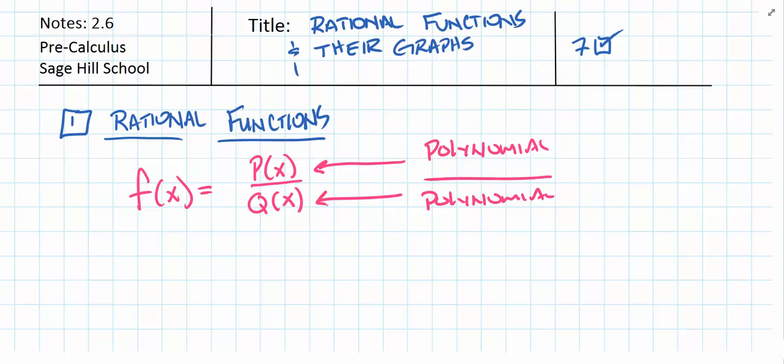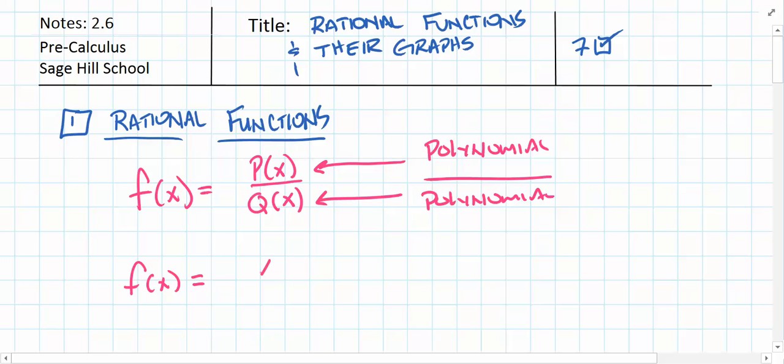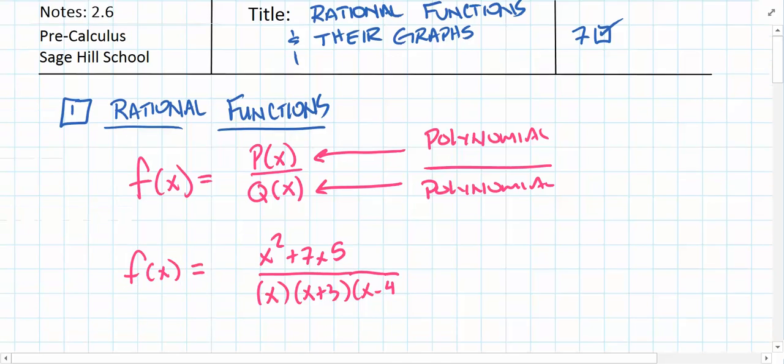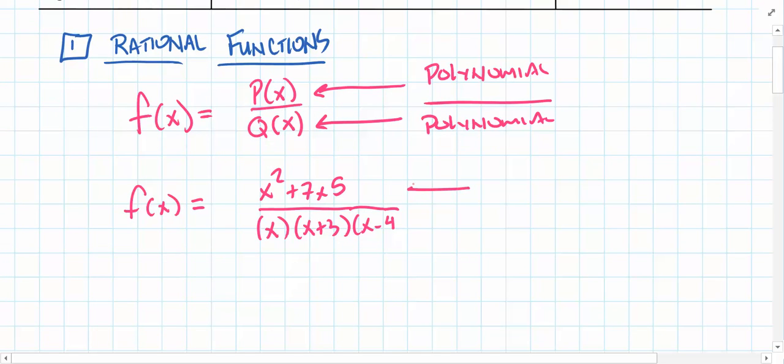So I'll give you an example of a rational function right now. Here is one that we could all take a look at: x squared plus 7x plus 5. That's a polynomial, right? Its degree is 2. It's a quadratic, no big deal. As soon as I then divide this by, I don't know, x, and then x plus 3, and then times an x minus 4, I now have created a rational function. This top part is representative of the p of x, and this bottom part, the denominator, is representative of the q of x. Does that make sense so far? What a rational function is? You guys on board with that?